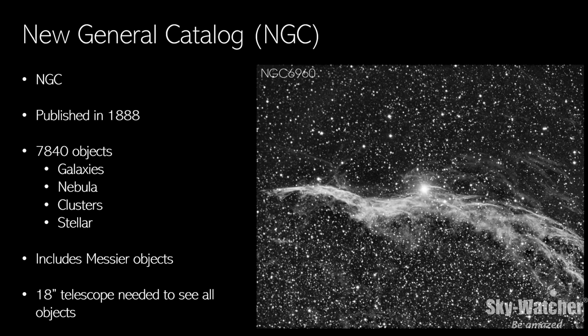And for the most part, a lot of the NGC objects can actually be seen in a general size telescope. You can catch a lot of them in telescopes somewhere between 6 to 12 inch, but for some of the faintest ones you'll probably need upwards of an 18-inch to actually catch the whole catalog one by one.